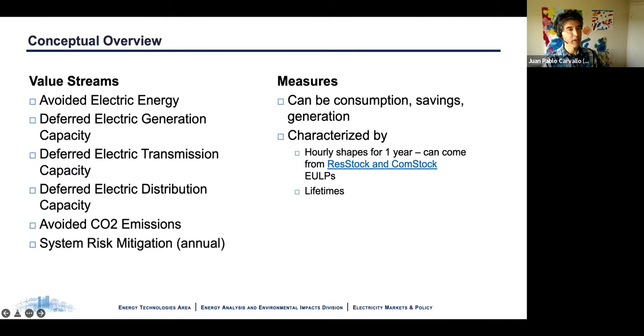Right now, the calculator is programmed with 6 typical or common value streams, 5 of which are hourly: the avoided electric energy, 3 deferred electric capacity at the generation, transmission, and distribution level, and avoided CO2 emissions that come from actual emissions profiles that are then monetized on a side spreadsheet that we have developed, and that Margaret will also talk about later on. And then we have a single system risk mitigation annual stream that is a percent over the aggregate of the other monetary streams. That is the typical way in which it's implemented.